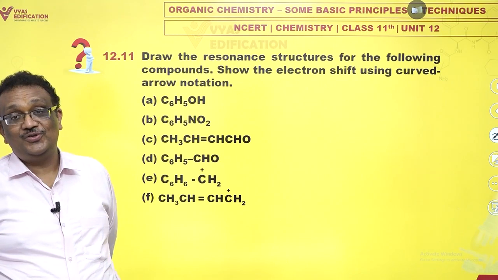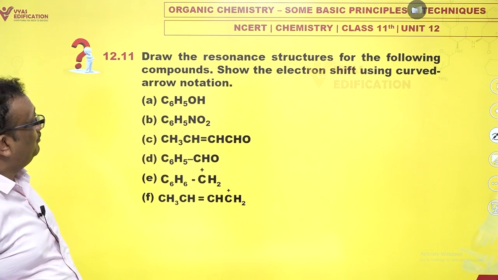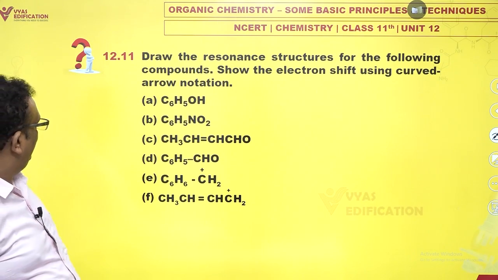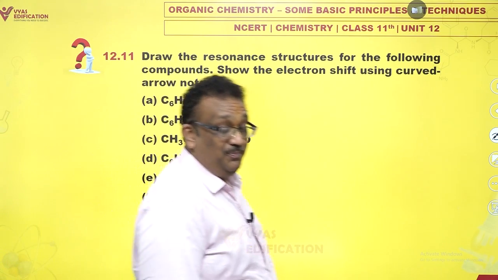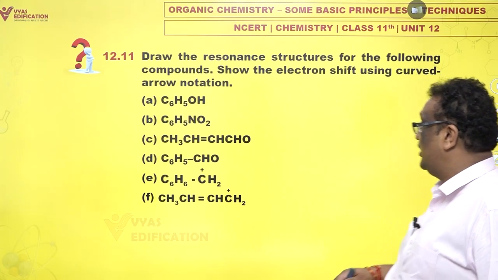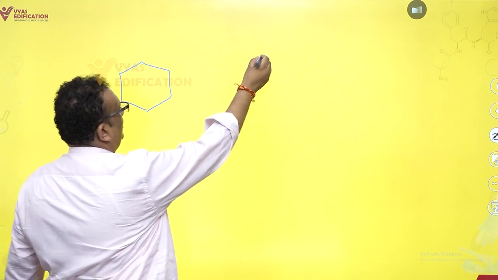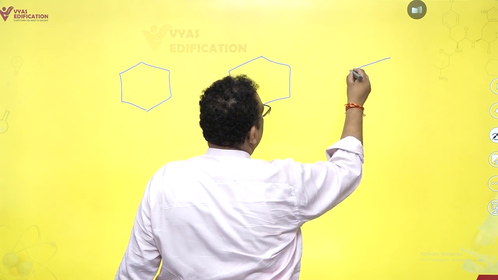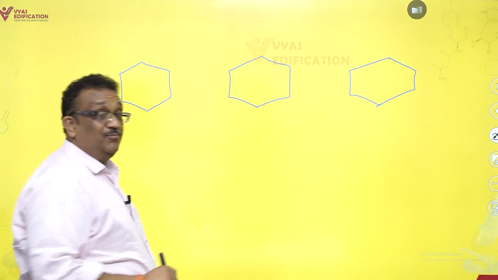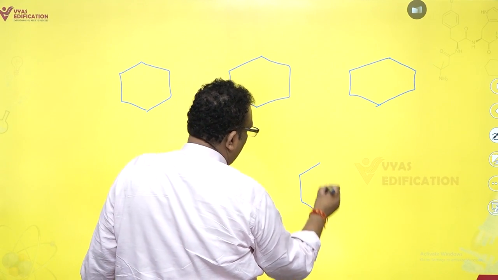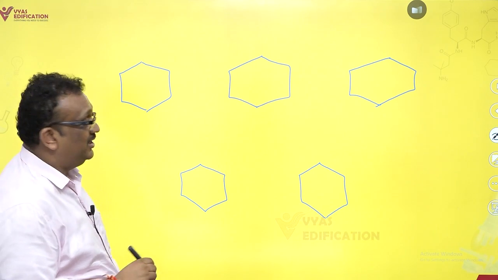Now this is a long question. It says draw the resonance structures for the following compounds. Show the electron shift using curved arrow notation. Okay. And please note, this is a very fundamental exercise in organic chemistry. You will always need it. So let us start drawing. I'll advise you, in case you feel lazy about it, you have to draw this thing nicely and properly. If you try shortcuts in this, you will always have problems when it comes to learning organic properly. So my very sincere suggestion, please don't try shortcuts with this. You must write it down nicely.